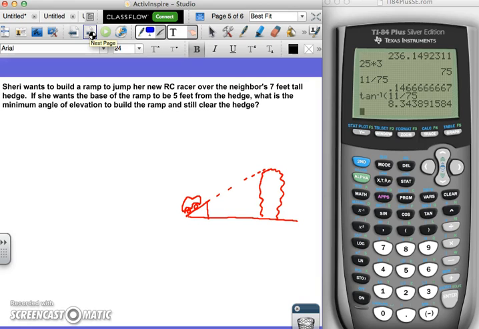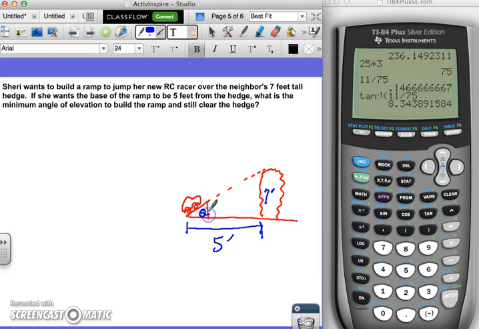She wants the base of the ramp to be 5 feet from the hedge. So we know from right here to right here, this needs to be 5 feet away. The hedge is 7 feet tall. Whoa, that's one big bush right there. So we've got the 7-foot tall hedge here. She wants to build it. What is the minimum angle of elevation?